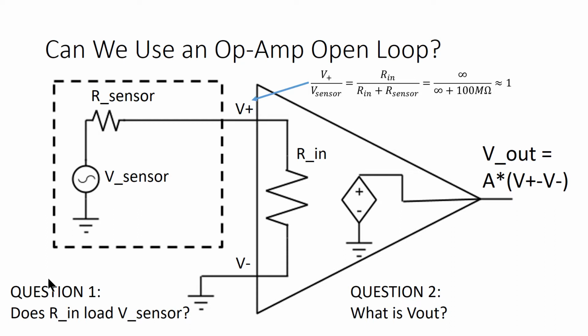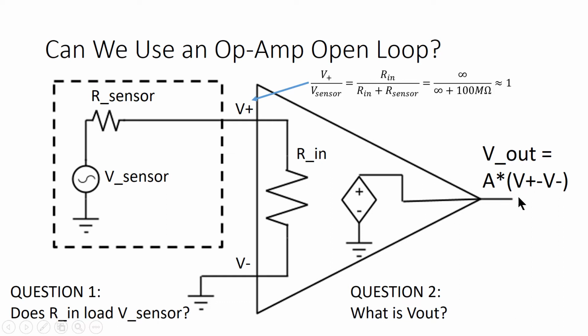You should have come up with the answer positive or negative infinity, depending on whether V sensor was bigger or smaller than 0 volts. In this case, V minus is 0 volts and V plus is V sensor, so V plus minus V minus is just going to be equal to V sensor. However, A is infinite, so we wind up with positive or negative infinity volts at the output. Even if you assume A is finite, we don't know exactly what A is, only that it's big, so we can't infer V sensor from V out.